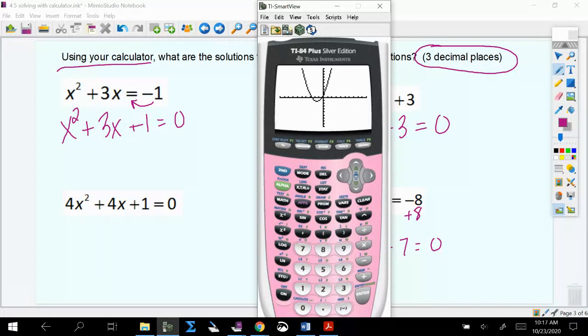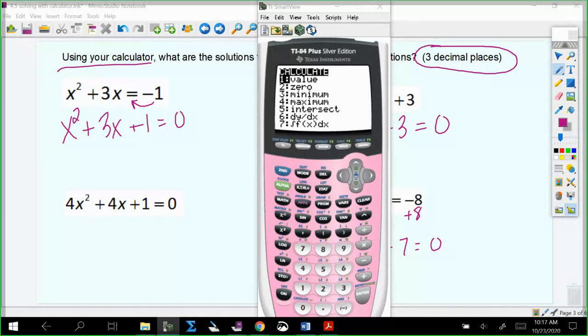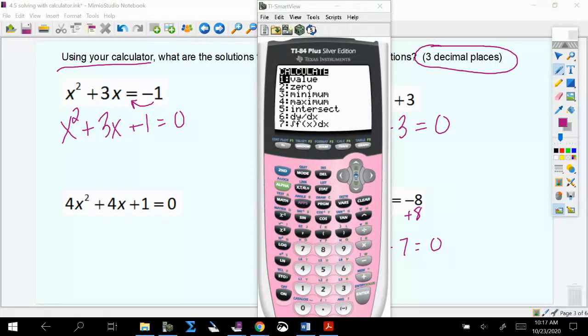To find those values, I'm going to go to second and then the trace button. So let me just show you where those two buttons are again. So second is your button up here, and then trace is here. That takes you to the calculate menu, which you can see the choices when you get to that point. We've been to this menu before. We want the button that says 0. So it's going to be the second one down. You could either scroll down 1 or you could hit 2.